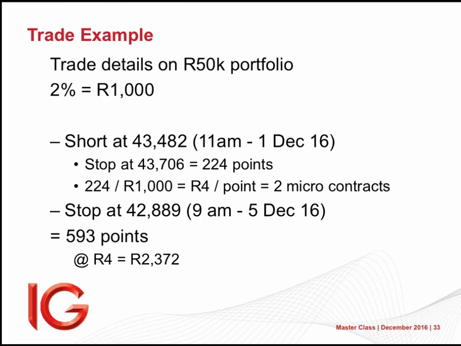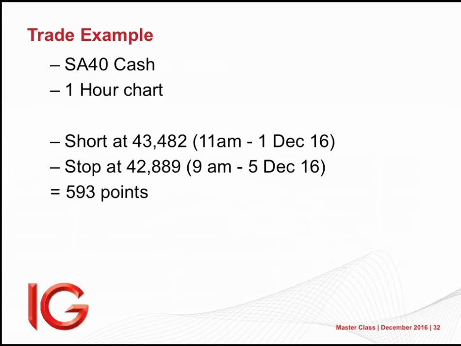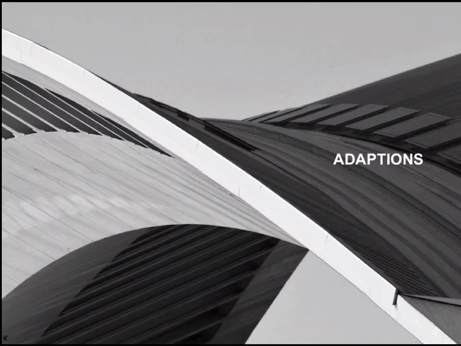So you traded two micros, 4 Rand a point, and 2,300 Rand was ultimately your profit. Looks nice, but let's not forget that you have losing trades as well. This is not a perfect science. There is no perfect science.